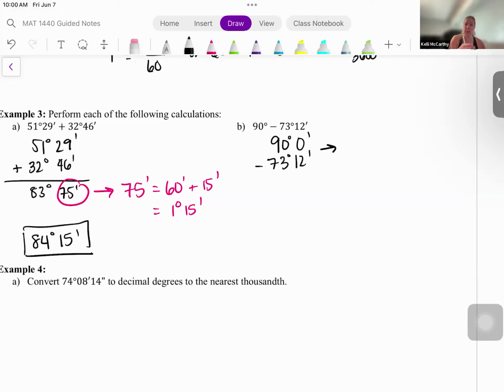We're going to take one of the degrees from the 90, leaving us with 89 degrees, and we're going to convert it to 60 minutes. Now I can subtract 73 degrees, 12 minutes by combining like terms. 60 minutes minus 12 minutes is 48 minutes. And 89 degrees minus 73 degrees is 16 degrees.